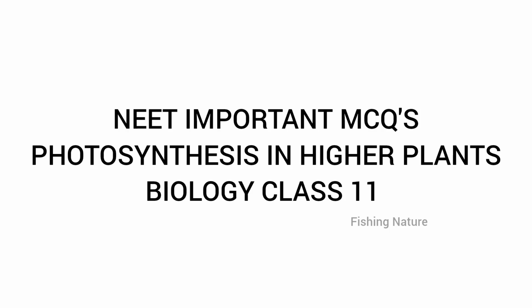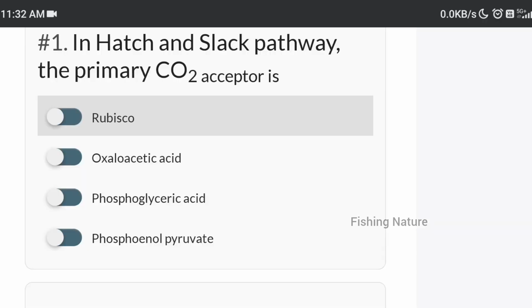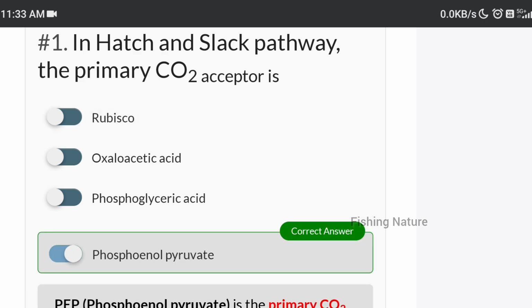Today I am going to explain some important MCQs in photosynthesis in higher plants, biology class 11. Start the questions. In the Hatch-Slack pathway, the primary CO2 acceptor is Rubisco, or oxaloacetic acid, or phosphoglyceric acid, or phosphoenol pyruvate. Which is the correct option? It is phosphoenol pyruvate.